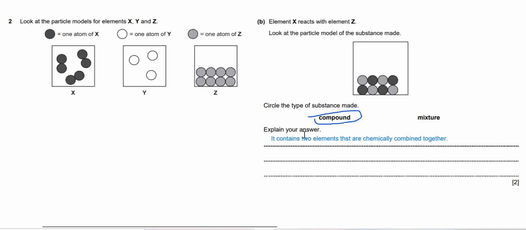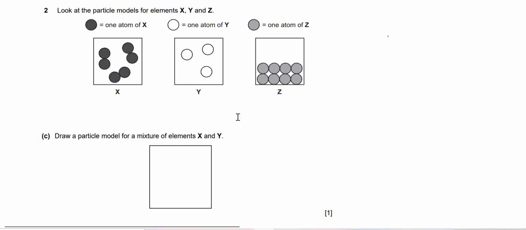Next, explain your answer. It contains two elements that are chemically combined together, right? Next, here we go, question 2C now. Look at the particle models for elements X, Y, Z, the same question, but now it's C. Draw a particle model for a mixture of elements X and Y. Mixtures of X and Y, not a compound, but a mixture. 10 seconds from now.